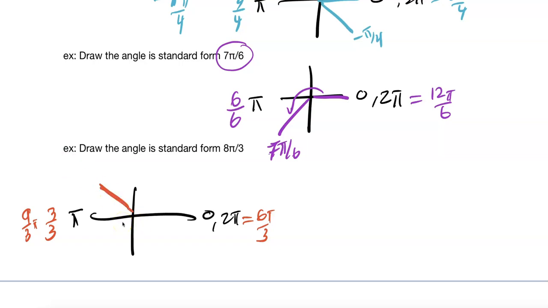We started here. If you want to be technical, we went around in a circle and we got 8 pi over 3. So we have a coterminal angle there with 2 pi over 3. So that's how you do that.